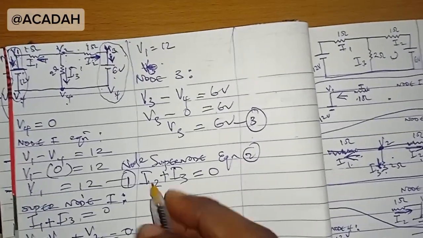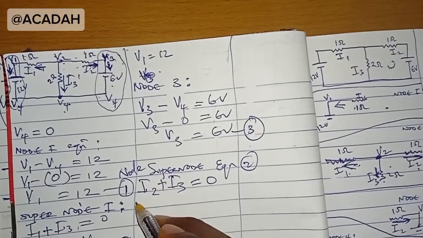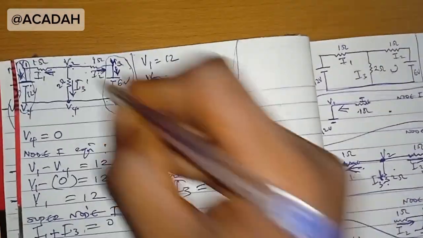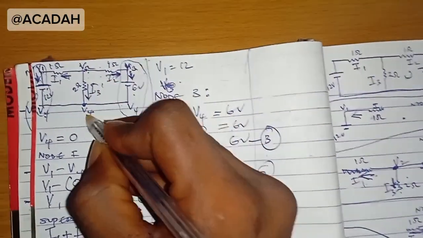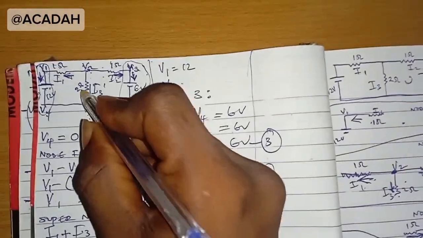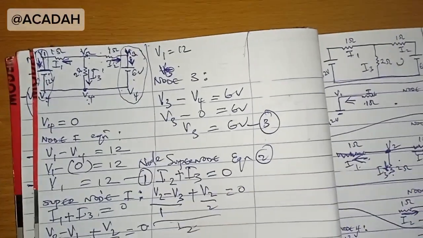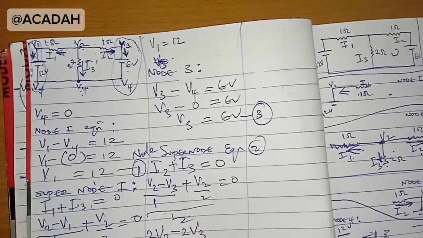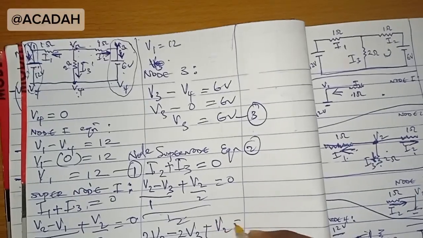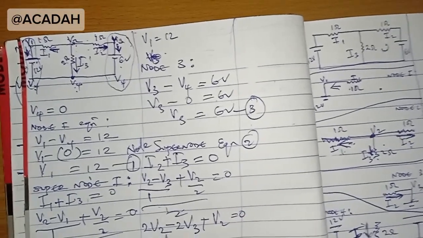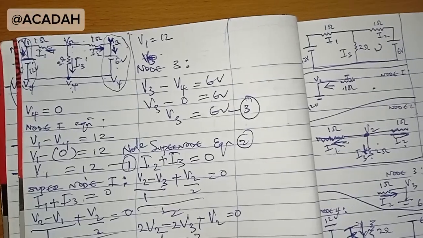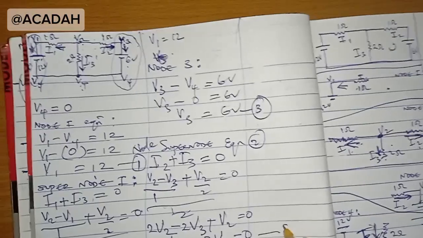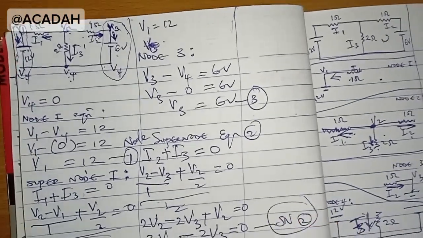So you can as well do I2 is in between V2 and V3, all over the resistance there is 1, plus I3 is in between V2 and V4. But V4 is 0, so just V2, the resistance there is 2, goes to 0 over 2. So this is going to be 2V2 minus 2V3 plus V2 equals to 0. So this is saying 3V2 minus 2V3 equals to 0. This is the supernode equation 2.